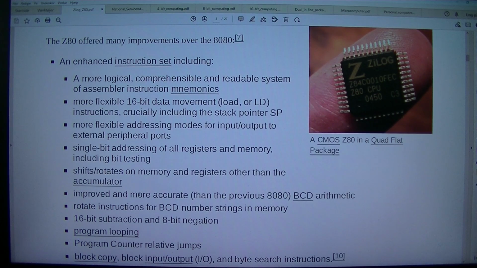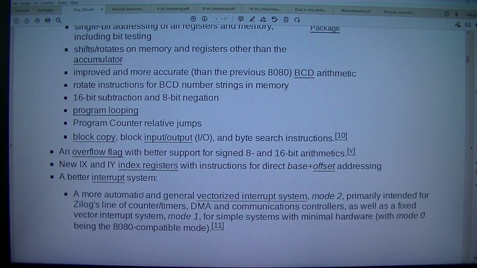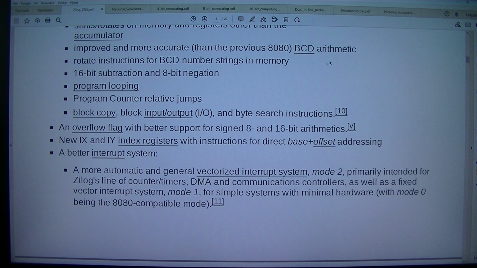Improved and more accurate BCD arithmetic than the previous 8080. Rotate instructions for BCD number strings in memory. 16-bit subtraction and 8-bit negation. Program looping, with program-counter-relative jumps. Block copy, block input/output, I/O, and byte search instructions. An overflow flag, V, with better support for signed 8 and 16-bit arithmetic.